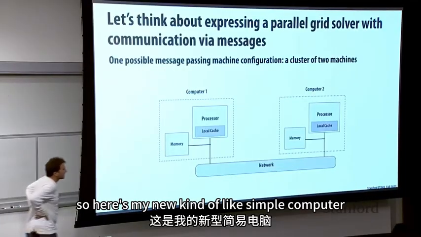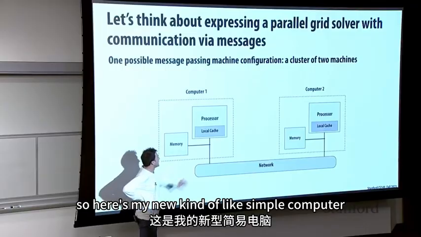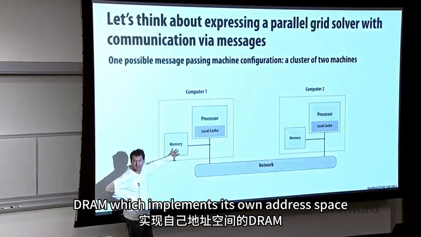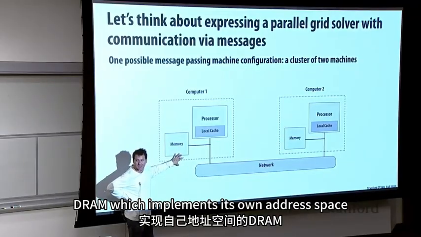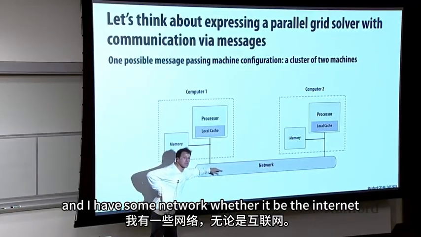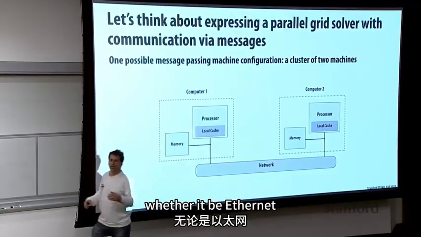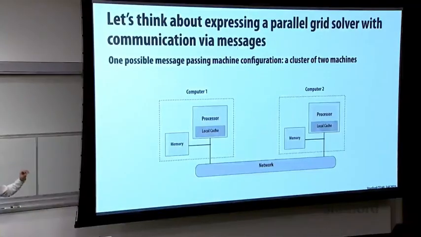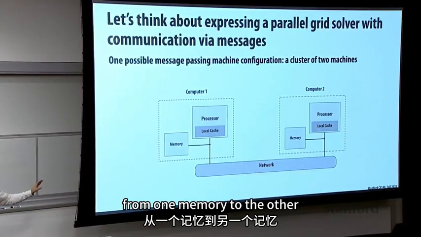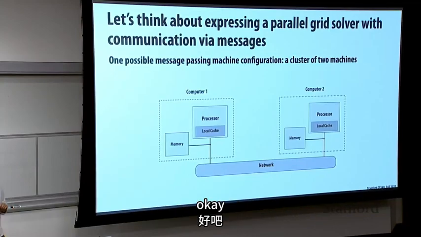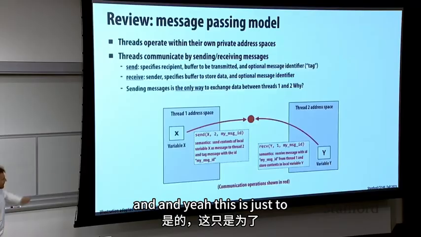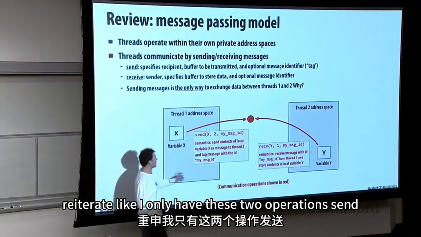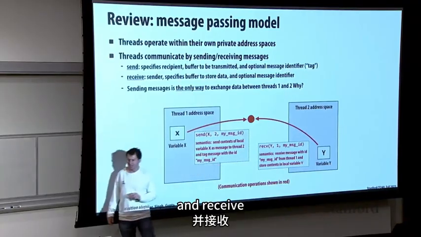So here's my new simple computer. I have a processor with its own memory, DRAM, which implements its own address space. And I have some network, whether it be the internet, Ethernet, or carrier pigeon. I have some way to get information from one memory to the other. And to reiterate, I only have these 2 operations, send and receive.